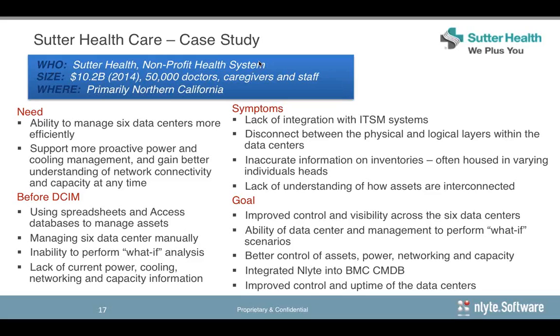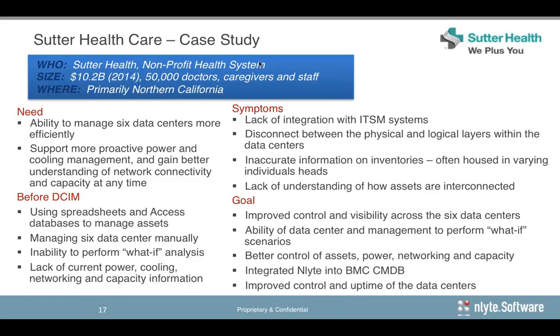So their need was the ability to manage the 6 different data centers they have in a more efficient fashion. And they wanted to be able to support more proactive power and cooling management and get a better understanding of network connectivity and capacity at any given time. They really needed to see how assets were dependent on one another and how they were interconnected.